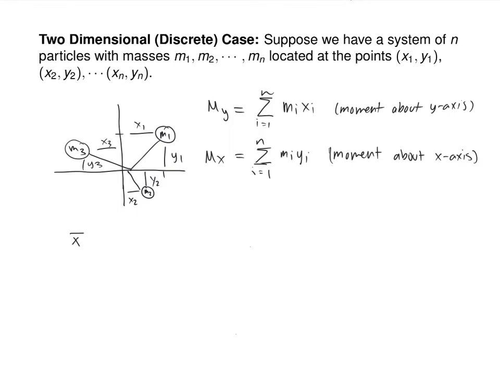Okay, so then x bar, and let's let m equal the sum of the masses. Does that make sense? Just add up all the masses.